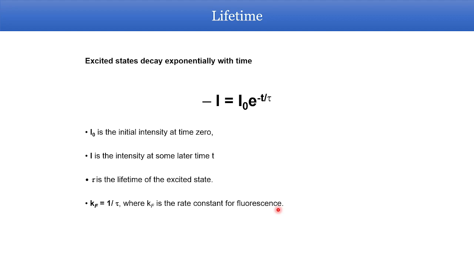The next one is the lifetime. Excited states decay exponentially with time. So I is equal to I0 e to the power minus t by tau, where I0 is the initial intensity, I is the intensity after time t, tau is the lifetime of the excited state, and kf is the rate constant for fluorescence, that is 1 by tau. Sometimes it can be written as e to the power minus t kf, because 1 by tau equals kf.